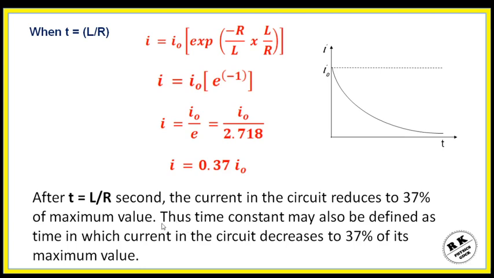It can also be defined as the time constant. Earlier we defined the time constant for the growth circuit. Now we are defining the time constant in the decay circuit. It can be defined as the time period during which the current in the circuit decreases to 37% of its initial value, the maximum value. Let us see the rate of decay of current.